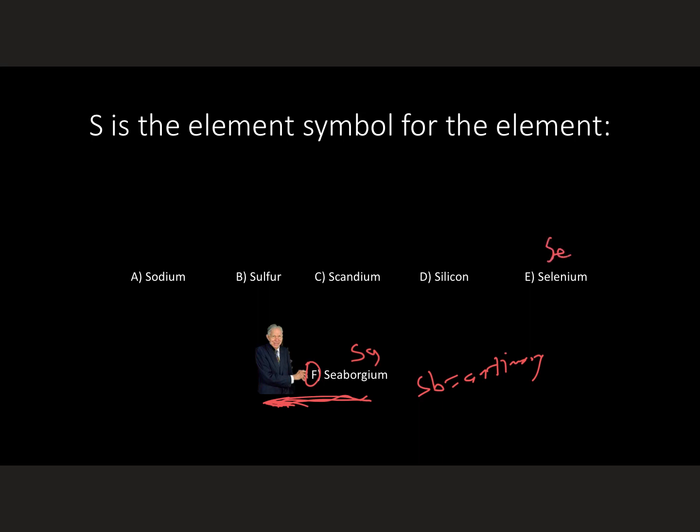Selenium, I believe, is Se, silicon Si, scandium Sc, sulfur S, and then a lot of people will just go, oh, S, sodium. Sodium is Na, so don't get tripped up over sodium being Na. Normally, students use it enough, sodium chloride is used for so many things, that it's not that big of a deal, but it's going to be B, sulfur.